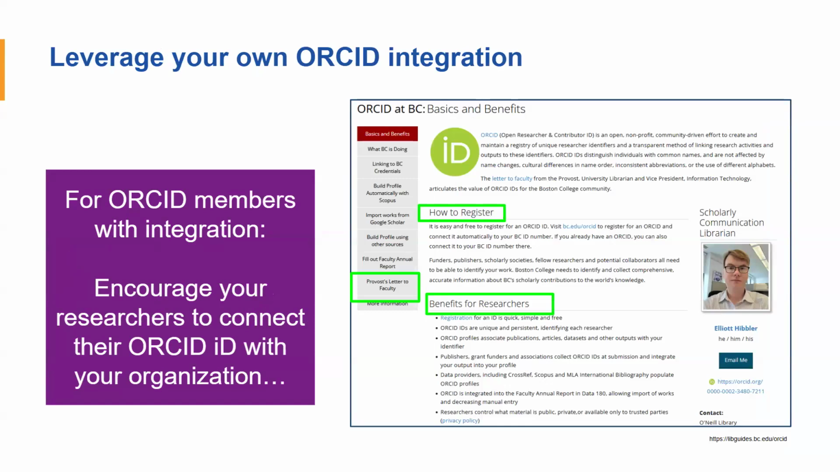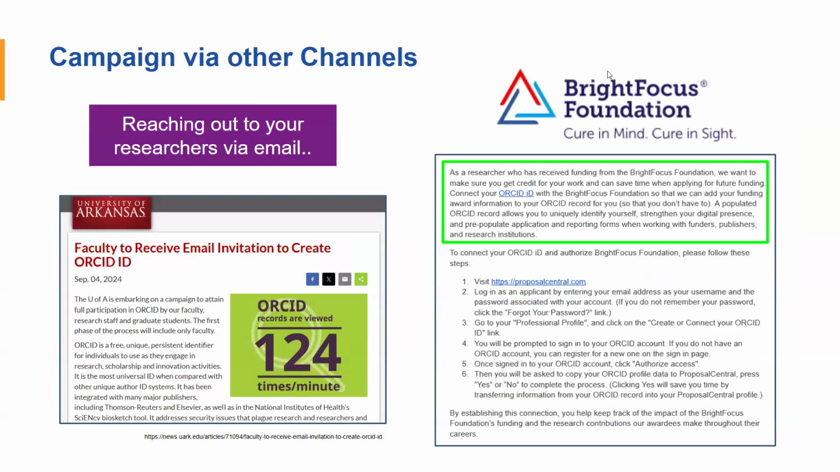So if you're an ORCID member now and you have your own integration, leveraging your own ORCID integration is one of the best ways to get your researchers engaged. Here's an example from Boston College encouraging their researchers to connect their ORCID ID with their organization, and also having information about ORCID ID at Boston College and a letter from the provost to the faculty on why ORCID is important. So all of these are available for their own researchers to take a look at and connect their ORCID ID.